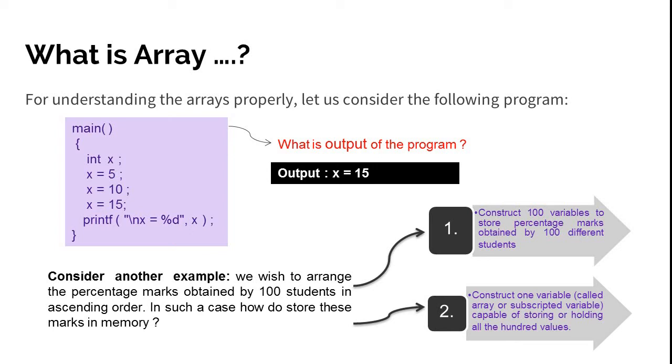This suggests you construct only one variable, but this particular variable is capable of storing or holding all the 100 values. You don't need to declare 100 variables at a time to store 100 different marks, but you just need to declare only one variable which is capable of storing 100 or whatever number of values you want to store. So this is an array. I can say an array is a collection of similar elements.